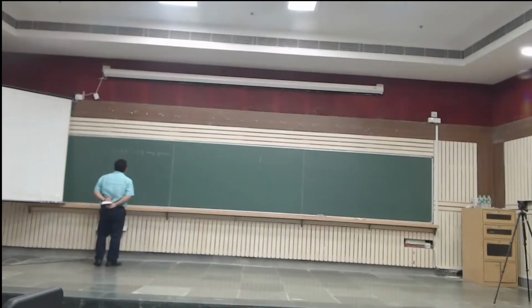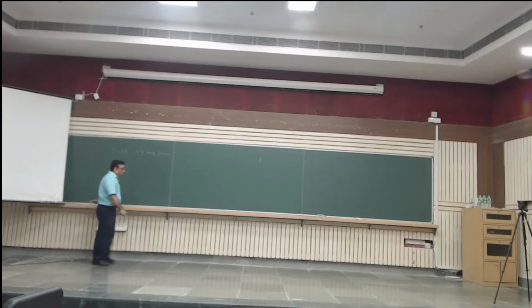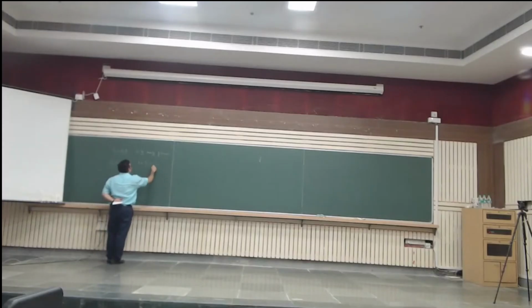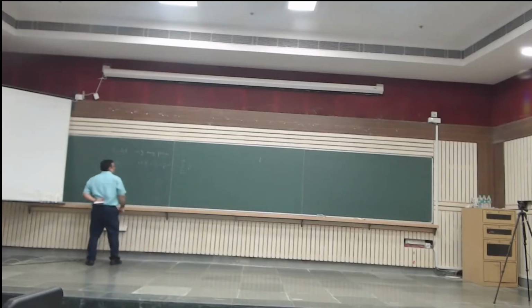So after almost 2,000 years, Euler came up with a different proof of the infinitude of primes. And what he did is he defined this series. He looked at the series 1 plus 1 by 2 to the power s plus 1 by 3 to the power s, 1 by 4 to the power s, etc. In short form, we write this as the sum of 1 by n to the power s, running over positive integers n.